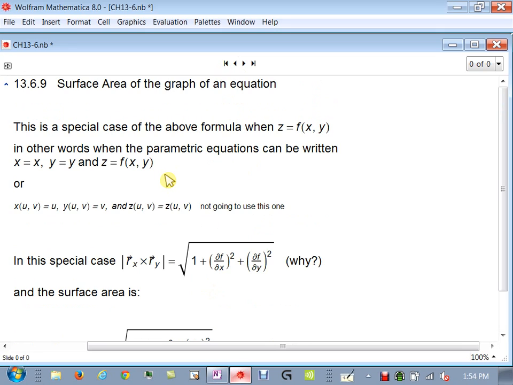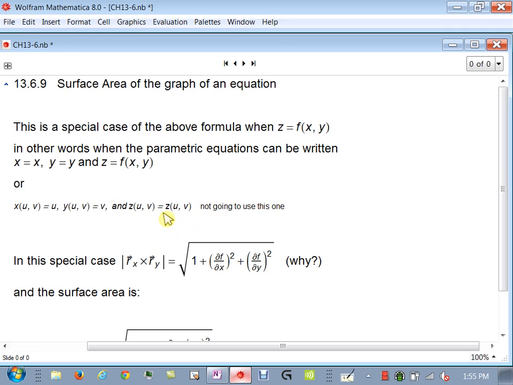All right, surface area of the graph of an equation. So what we're about to see here is that what we've done before with surface areas is just an extension of what we just did, okay? So this is a special case of what we just did when we have z equals f of x, y. So that means that our parametric function, our x component is x, our y component is y, and our z is some function of those. You could also look at this as your x is u, your y is v, and your z is some function of u and v.